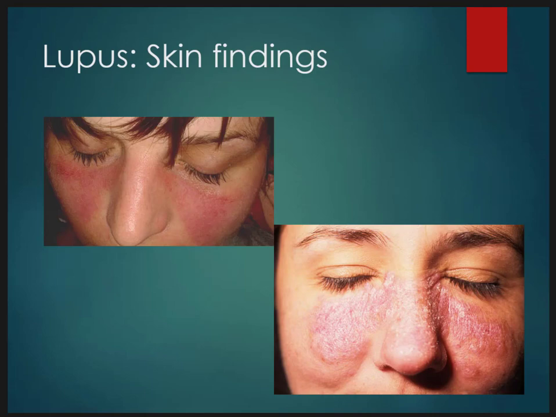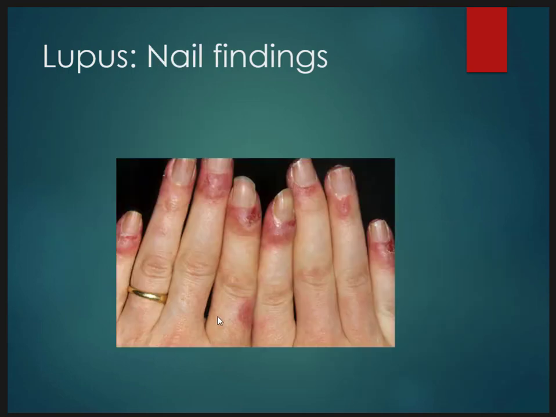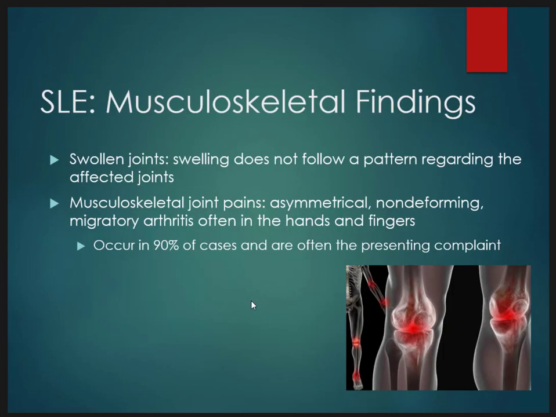So here's some pictures of some skin findings, and you can see on the top we have the redness of that butterfly rash, but down here on the second picture you can see it's a much more raised, rough textured type of rash. These are some nail findings that you can see with lupus.